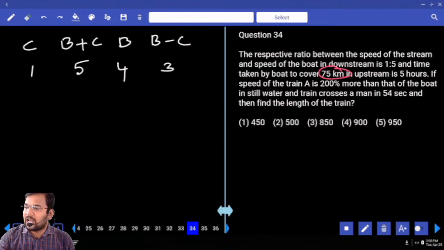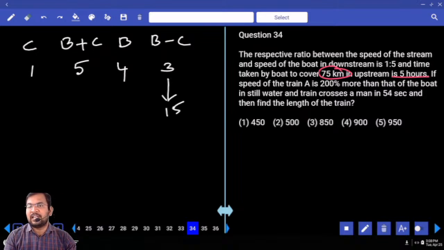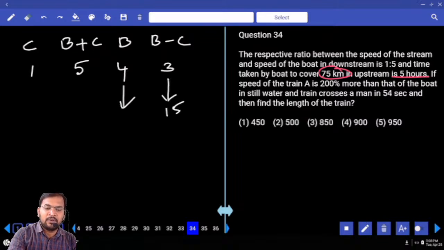75 kilometers upstream in how many hours? 75 kilometers in 5 hours. Then 1 hour is 15. Therefore upstream speed is 15. Upstream speed is 15. 3 5s are 15, so 4 5s are 20.